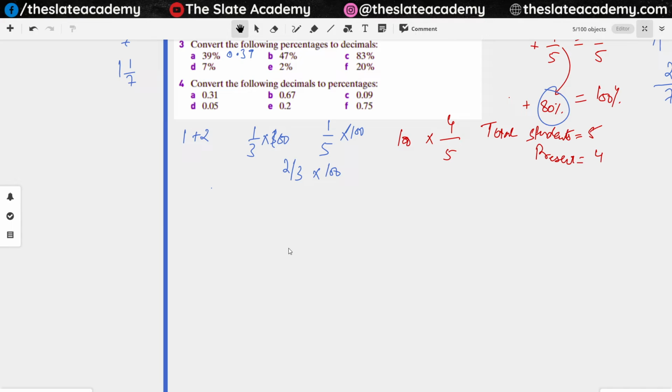47%. What would be the answer in decimals? 83%. What would be the answer in decimal? 83. Excellent. What would be 20% as a decimal? 0.20. Excellent.